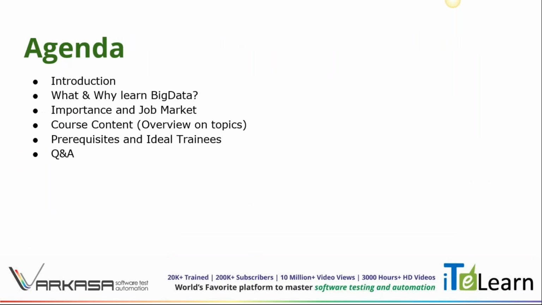Today's agenda: we will introduce what big data is and why we have to learn it, how important it is for an IT job holder, and what the job market is. We'll also review the course contents, what we are going to discuss in the course, and the prerequisites and the ideal trainees. Ideal trainees can be database administrators, database developers, programmers, or developers who are developing applications in other languages such as Java or Python. So they can learn Hadoop and Big Data.